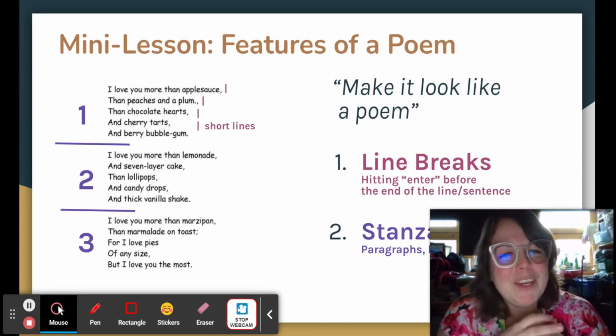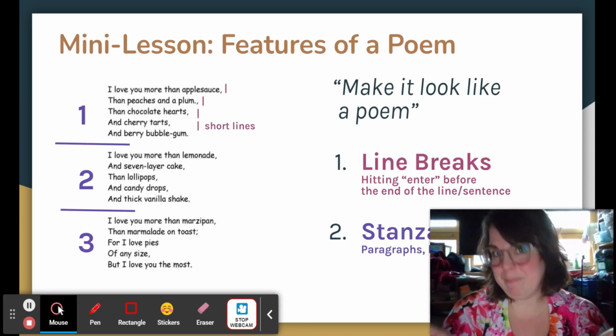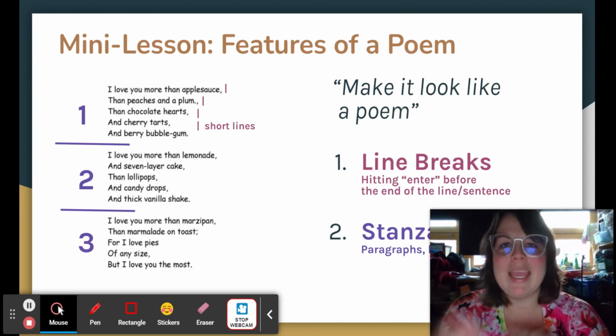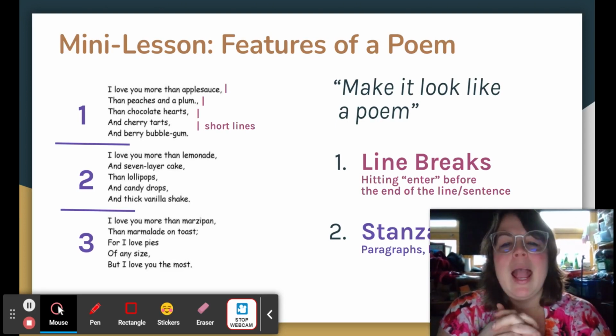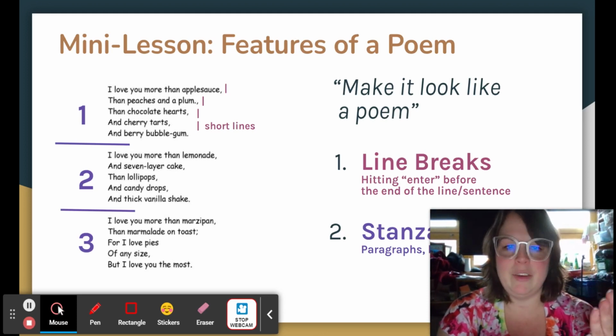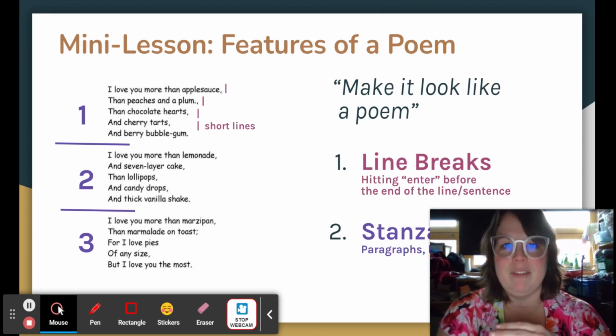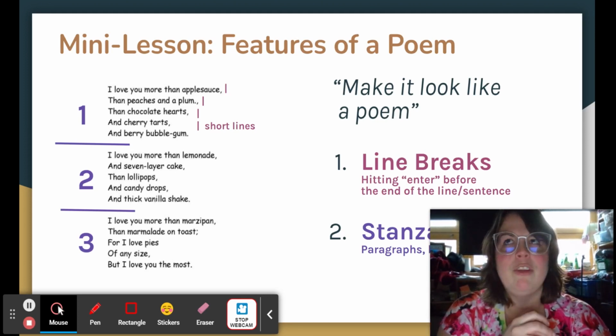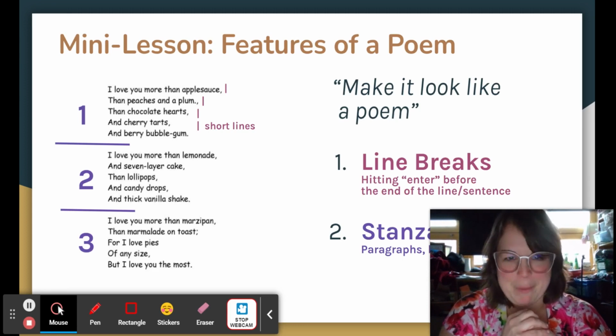Hello, you are watching this video because your poem does not look like a poem. And so there are two things that you should add to your poem that make it look like a poem. The first thing is line breaks, which is essentially hitting enter before the end of your line or sentence. And the second thing is stanzas, which are like paragraphs, but for poems.